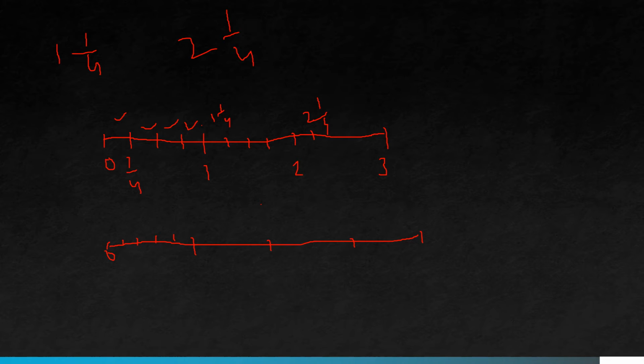So in total how many points are there? 1, 2, 3, 4, 5. Right? 5 equal parts are there. So this will be your 1 upon 5. Right? This point will be your 1 upon 5. This point will be 2 upon 5. This point will be 3 upon 5.